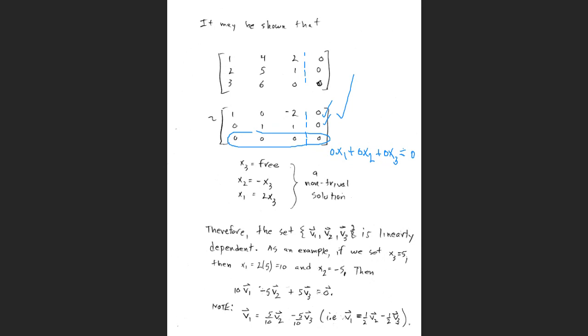The third equation is really non-informative. So we have one free variable and two basic variables. We're going to let x3 equal free. X3 is the free variable, and x1 and x2 are as you see them. So we ended up with a non-trivial solution. This means then that the set of vectors has to be linearly dependent, because there's an infinite number of solutions to the vector equation.